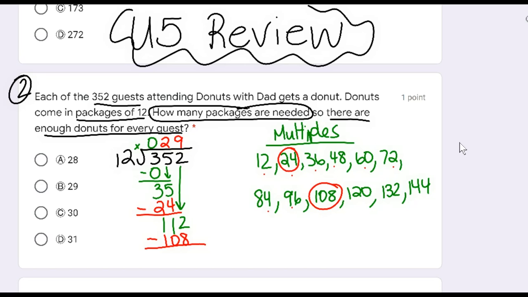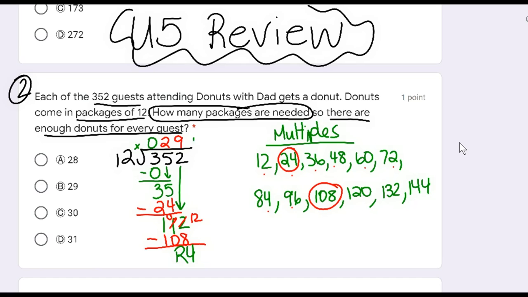2 minus 8. Can I do that? No way, Jose. Let's borrow from the 1 in the tens place, turn it into 0, and then that 2 turns into a 12. So 12 minus 8, that is going to give me a 4. So I put 4 here. 0 minus 0 is 0, and 1 minus 1 is 0. So my remainder here is going to be a 4.